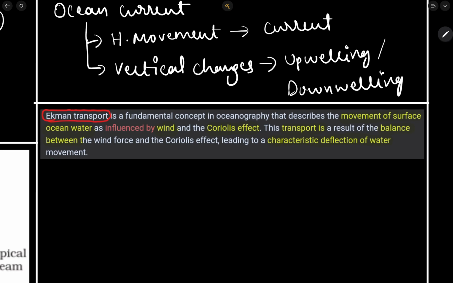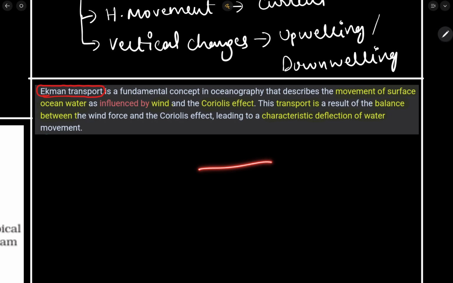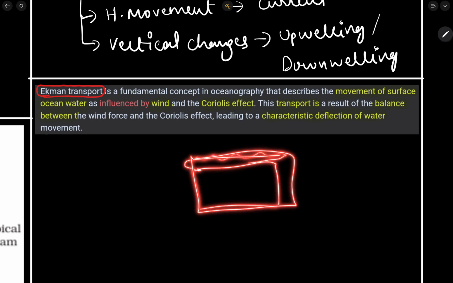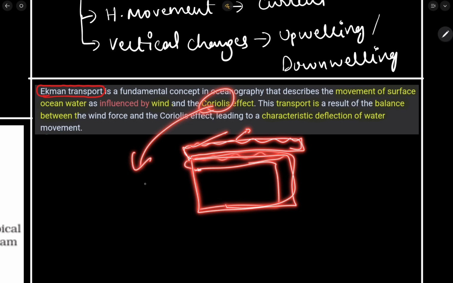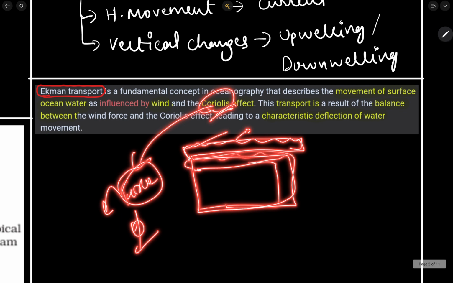Next we have the Ekman transport. Ekman transport is nothing but the movement of the surface water. So it is not the whole oceanic water, but here it is the surface water, due to the wind and the Coriolis force, which is the force that occurs due to the rotation of the earth. This is known as the Coriolis force.